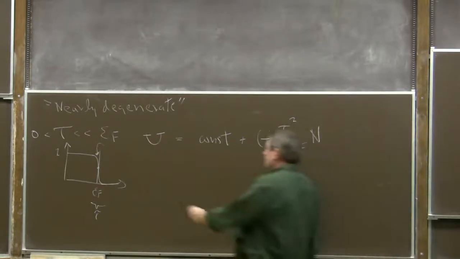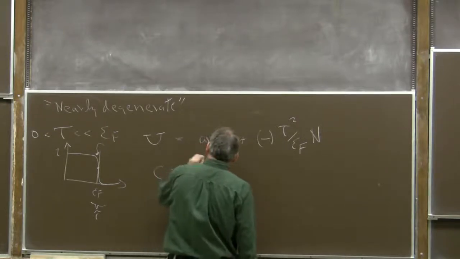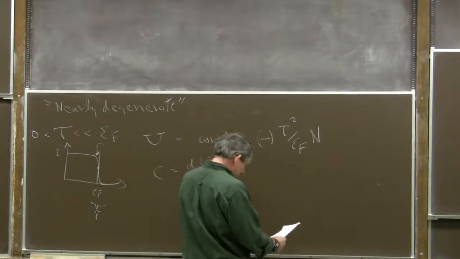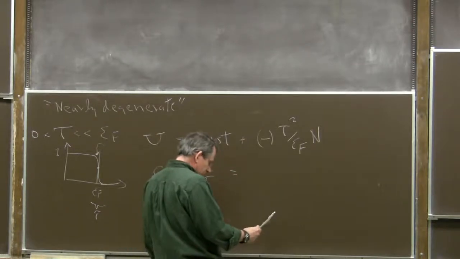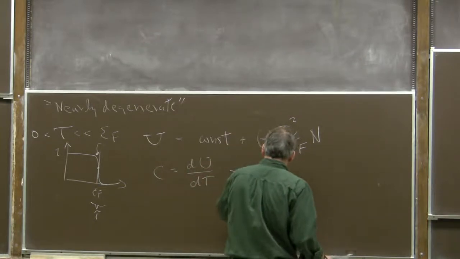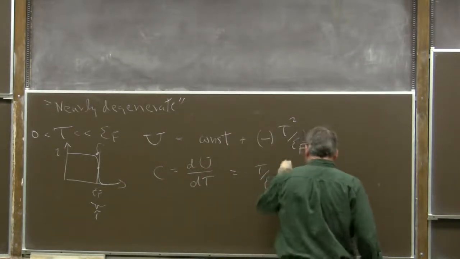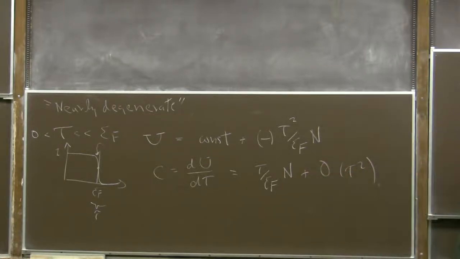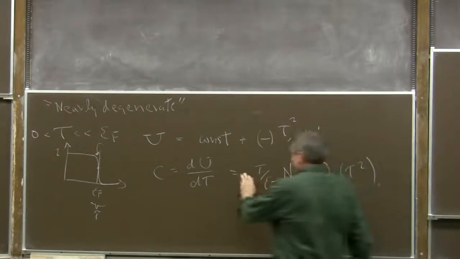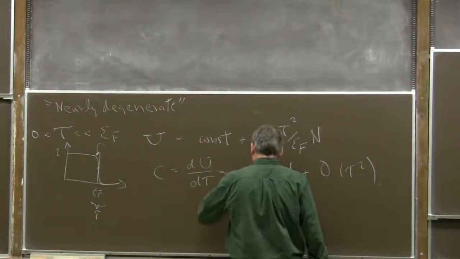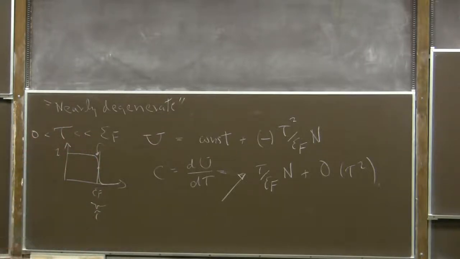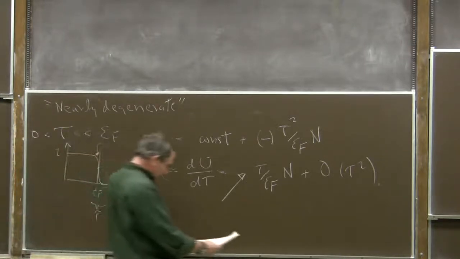And so correspondingly, the heat capacity, dU d tau, has a term which is the leading term for small temperature, which is proportional to tau over EF times the number of particles, plus higher order in the temperature, order tau squared, etc. I said equals, but actually there's a number there, and we computed it. The coefficient of tau over EF times N in the heat capacity we saw was pi squared over 2.